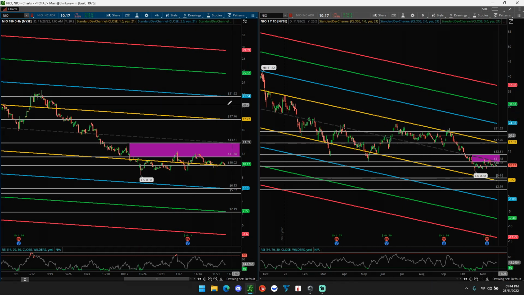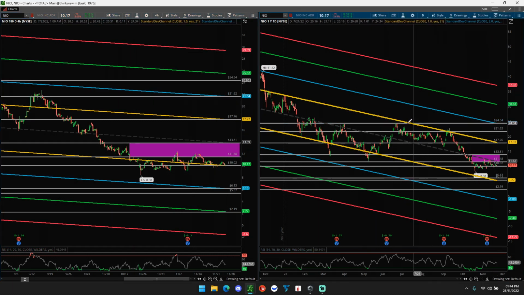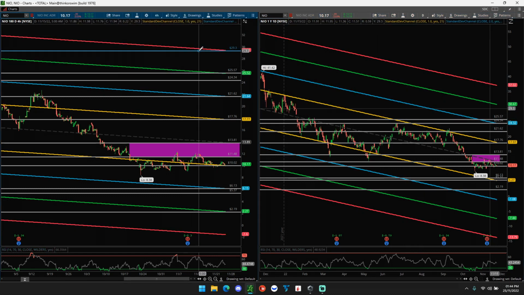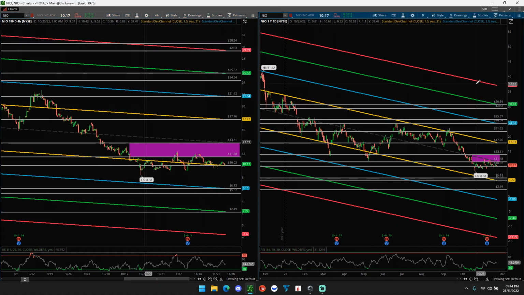If we go higher, 21.60 is going to be that first target, then on to 24.25, and then $25.50, and some extreme levels going out to $29.30, $30.50, and $37. So obviously we have a lot of levels here. Do you need to pay attention to all of them?